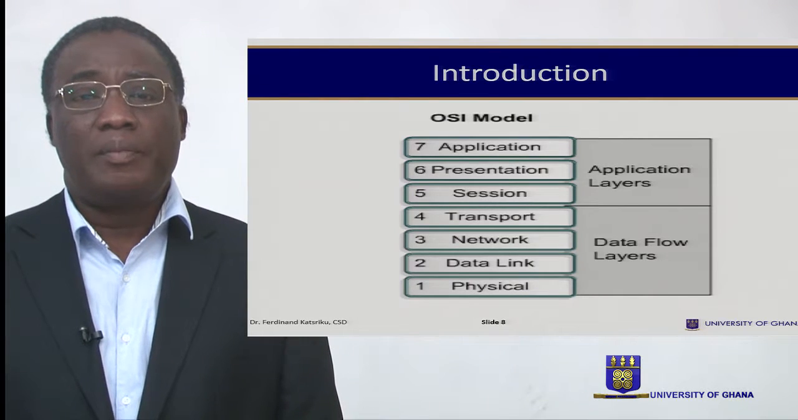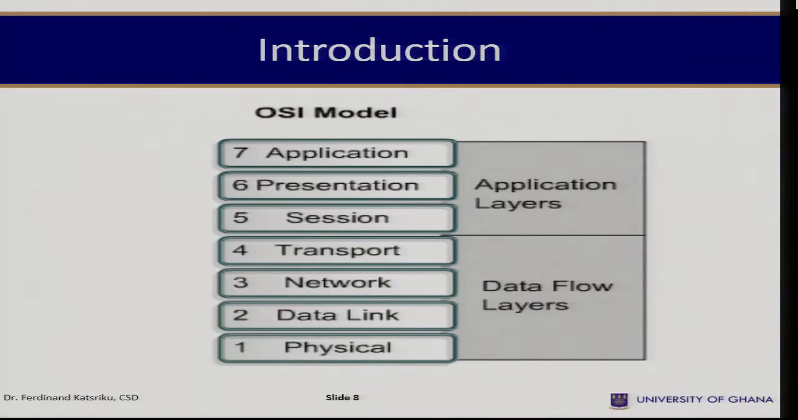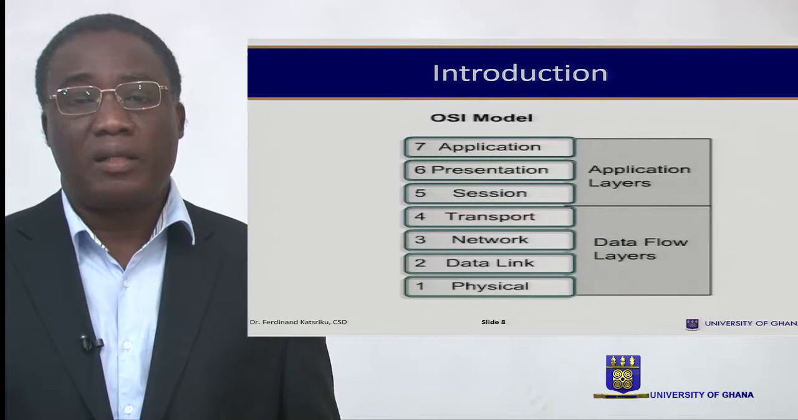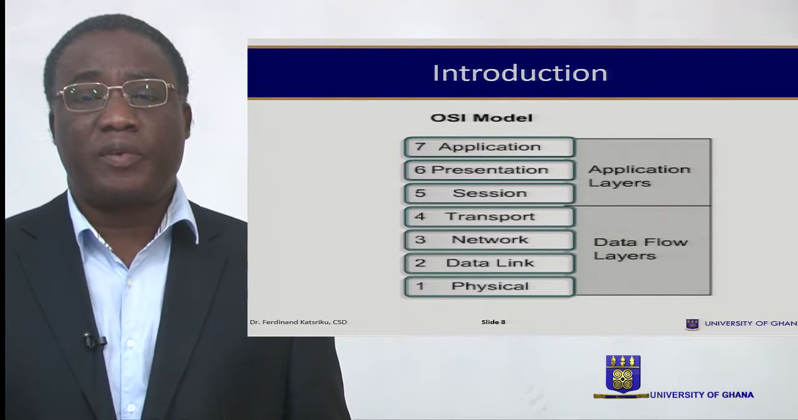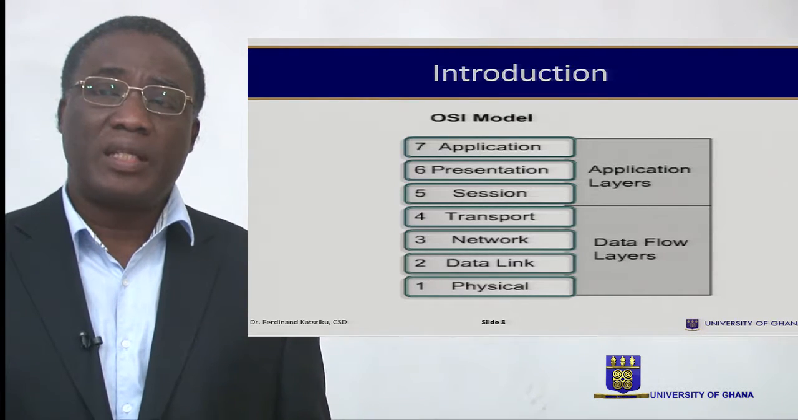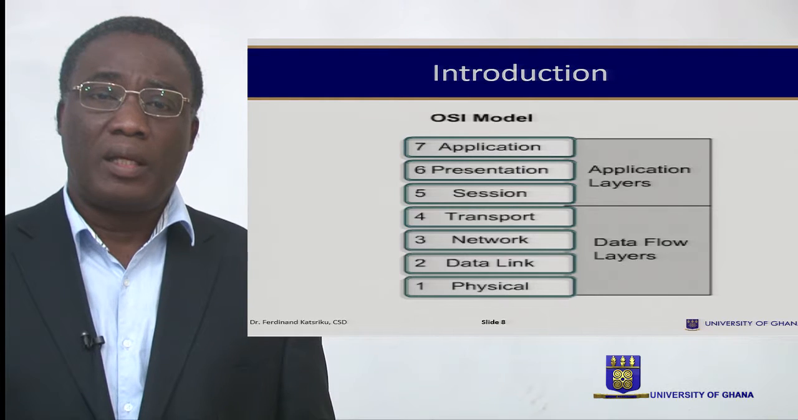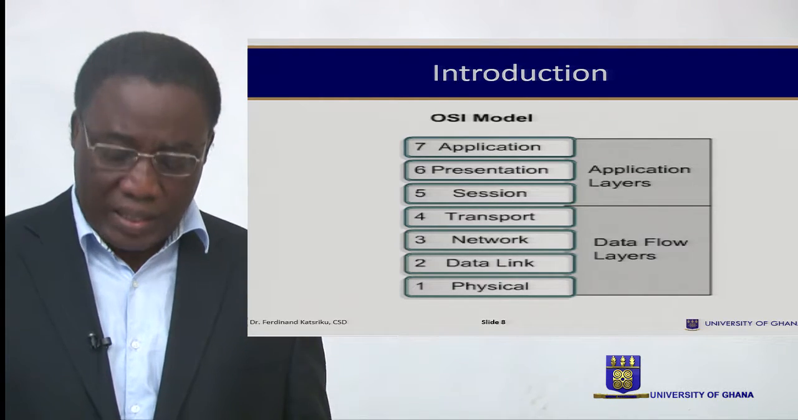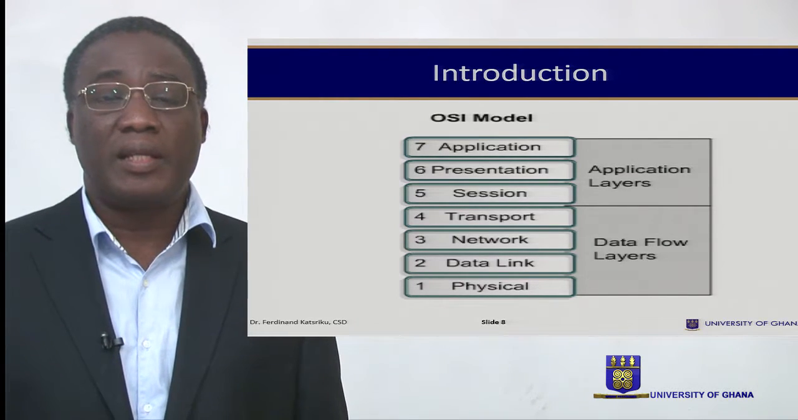This is a diagram of the OSI model. At the very bottom, you have the physical layer. On top of it is the data link layer, and then the network layer and transport layer. This forms the data flow layers. And then the session, presentation, and application layers form what are referred to as the application layers.